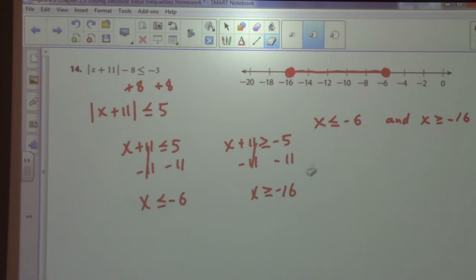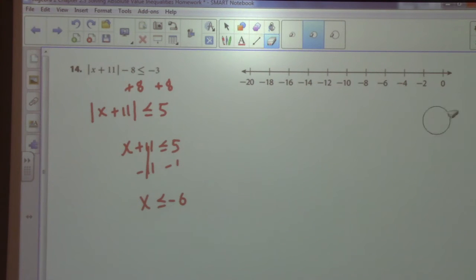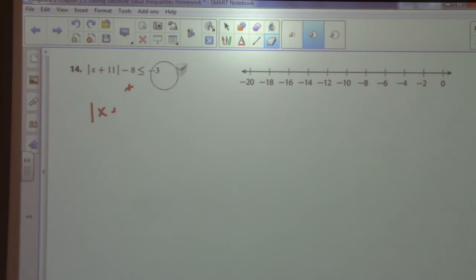Okay, did anybody do 15 yet? If you haven't done 15 yet, I want you to take a minute and do 15. 15 and 16 are kind of interesting cases, I will say that.